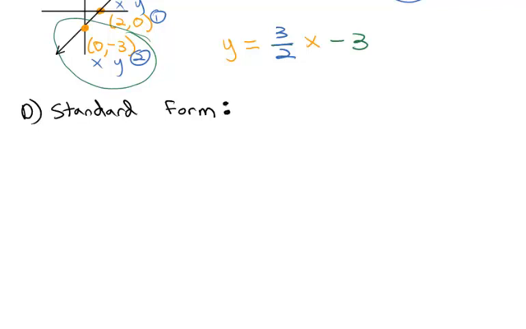Standard form is the equation ax plus by equals c. And just as a note, that b is not necessarily the y-intercept. That a is not necessarily the x-intercept. Those are just letters so that we have this ABC thing going on. It's also important in standard form that a, the first coefficient, is greater than or equal to 0. Positive. We want to have a positive first coefficient.